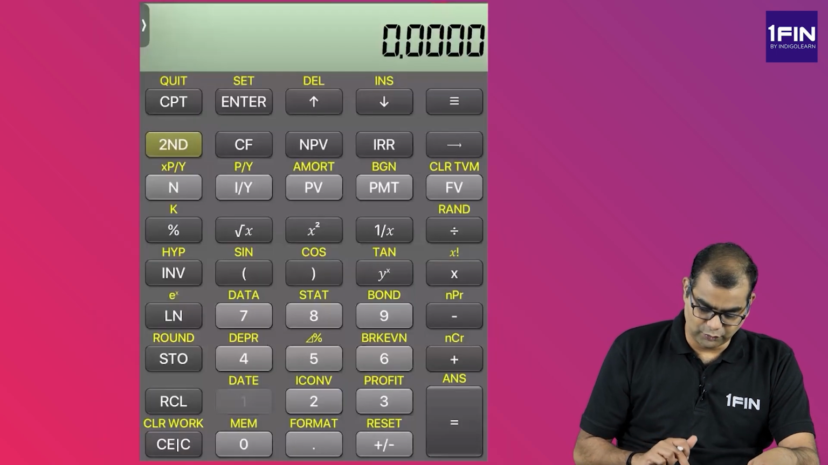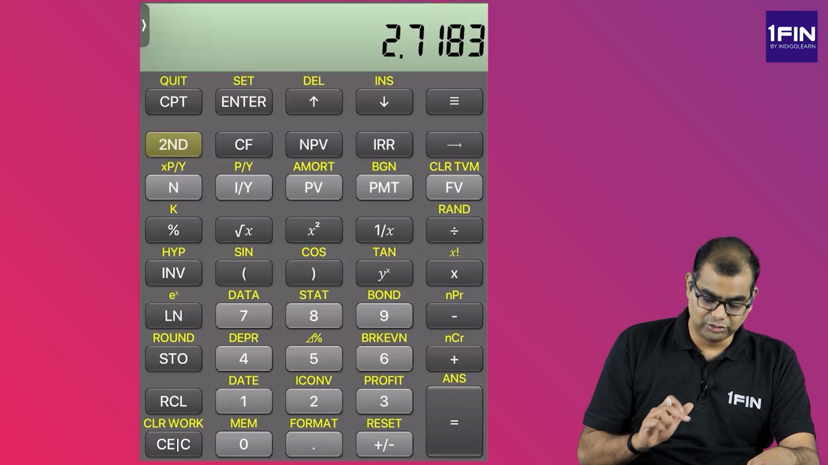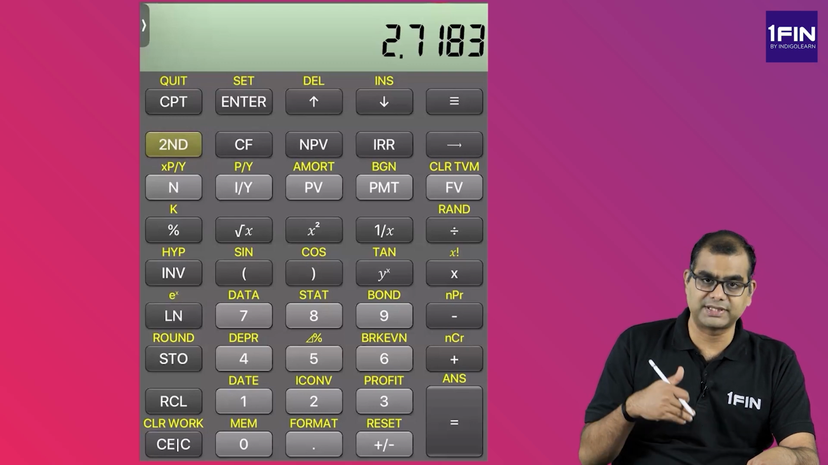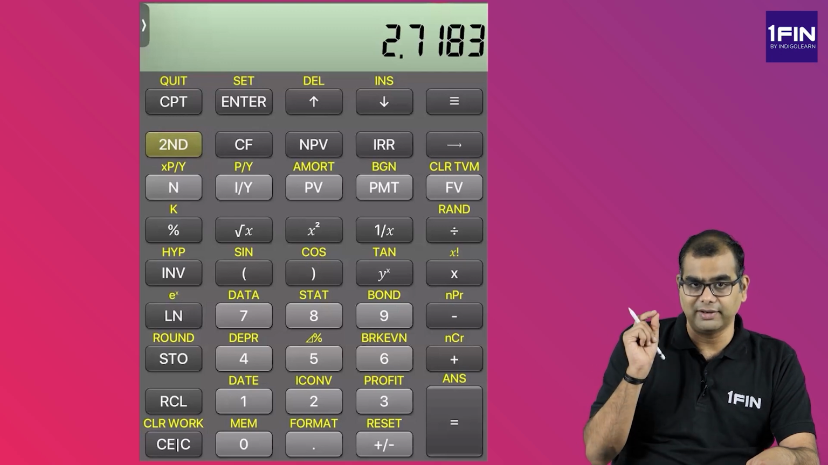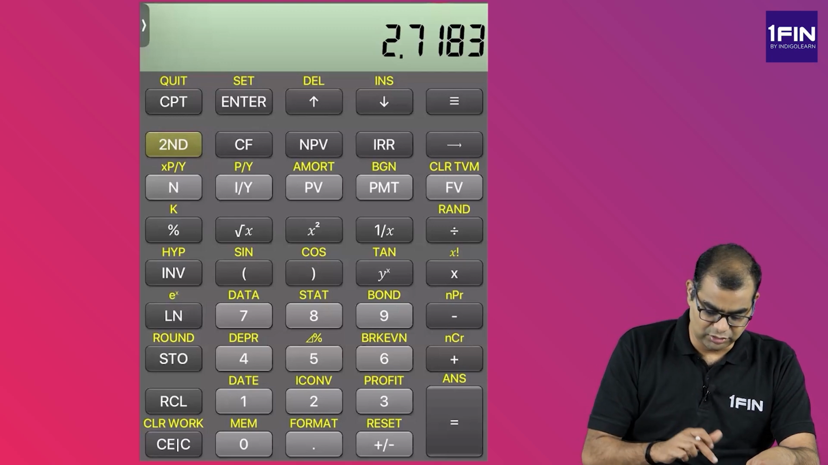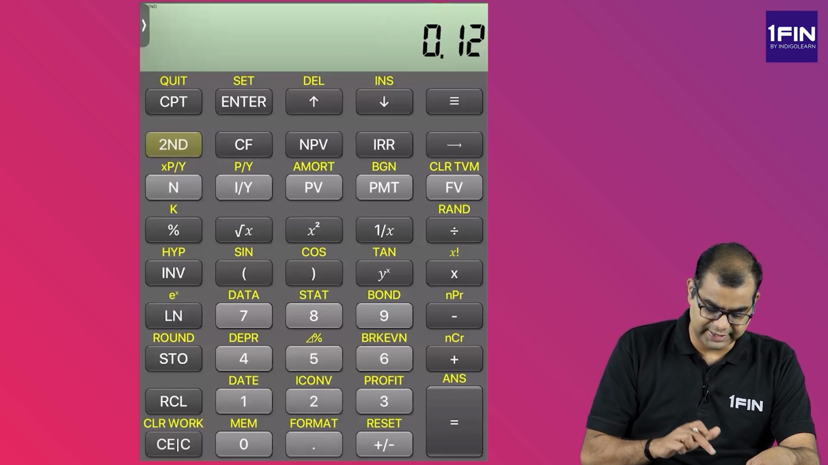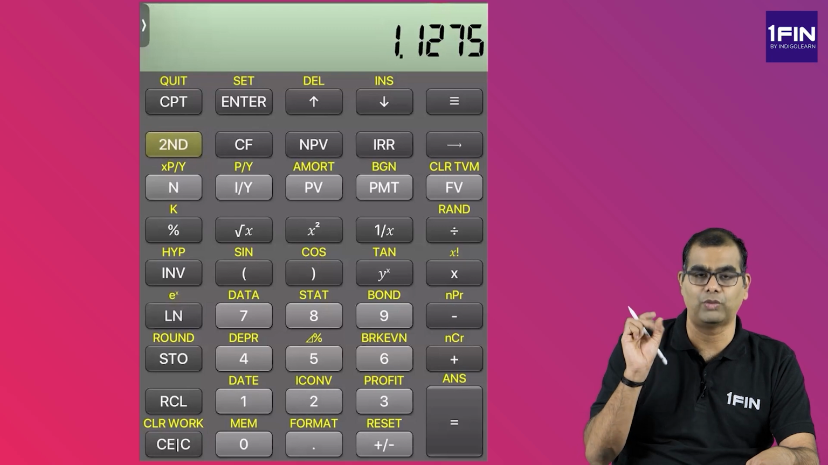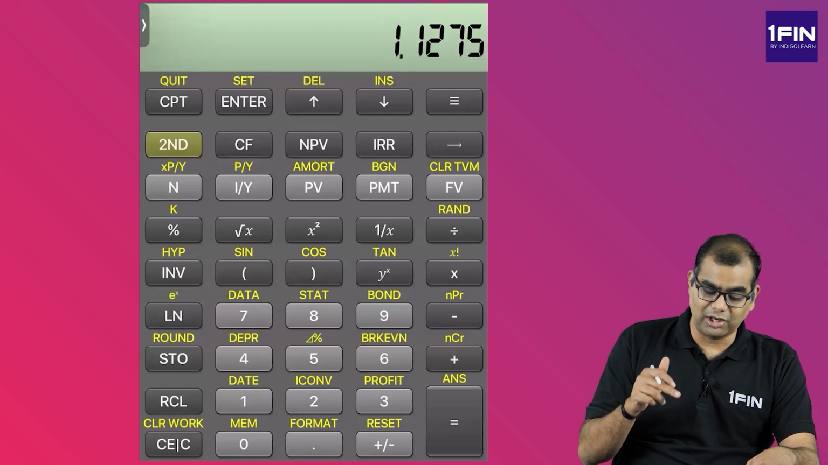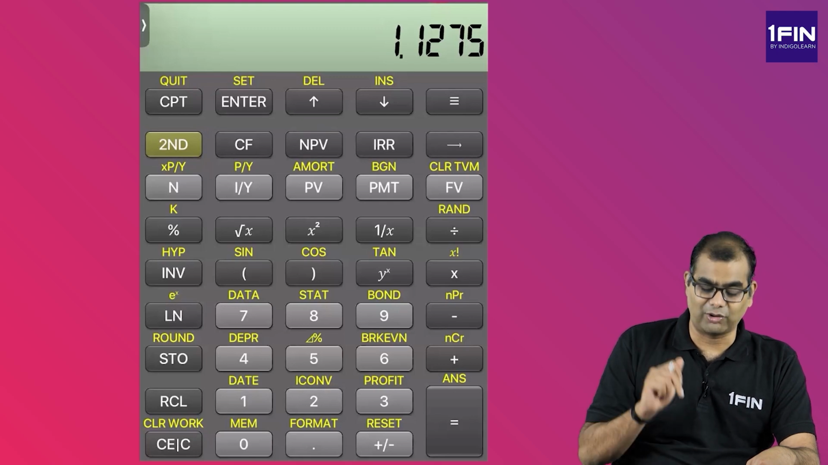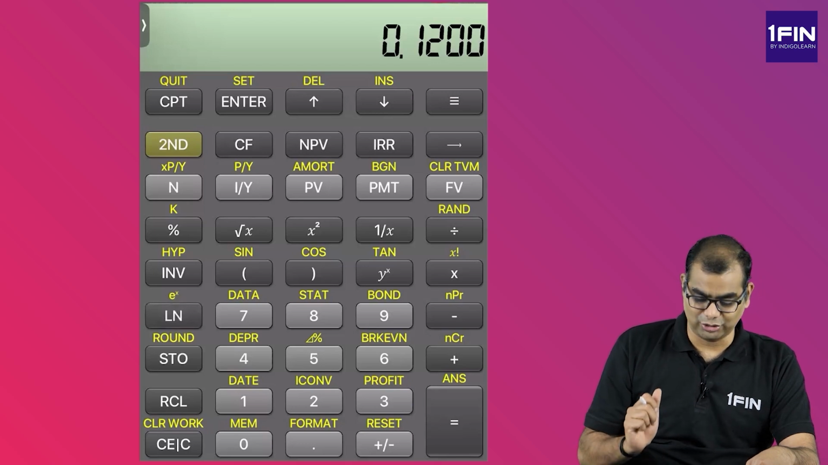Yeah, so 1, second ln. When you do second ln, you are basically computing e power x, and x we have already denoted as 1, so you get 2.7183. So e power 1 is 2.7183. Now let me say 0.12 and I press second ln, I get e power 0.12. Now if I were to compute the logarithm value of 1.1275, what will I get? I will get exactly the reverse. Just see, 0.12. So you understood what I am saying?